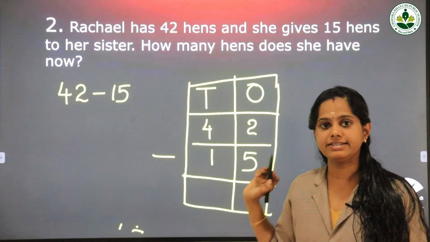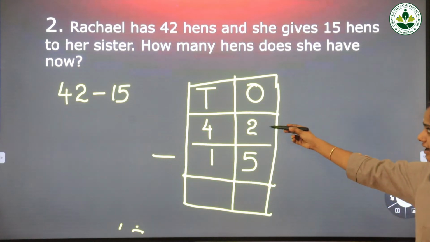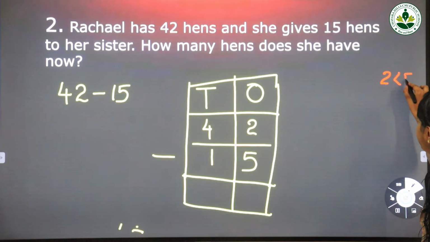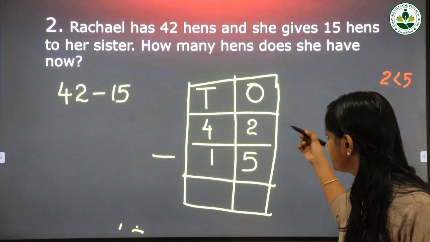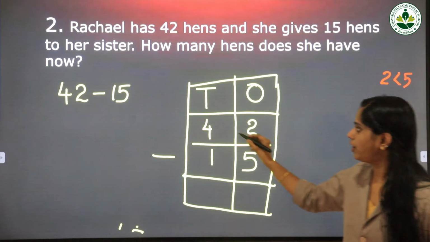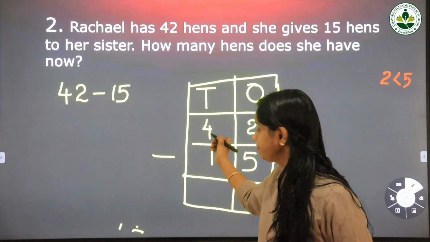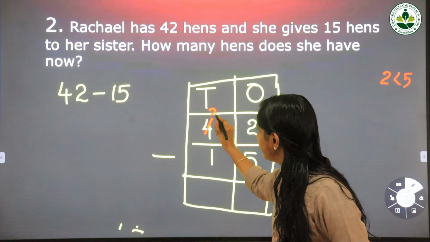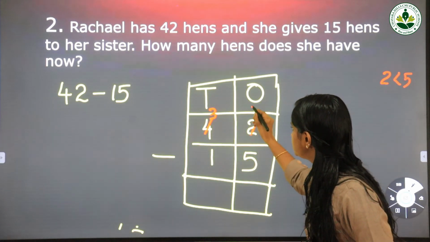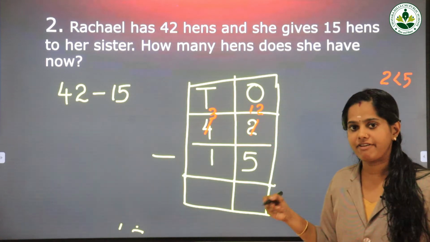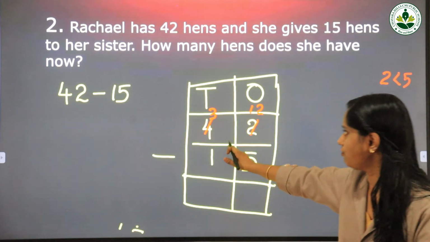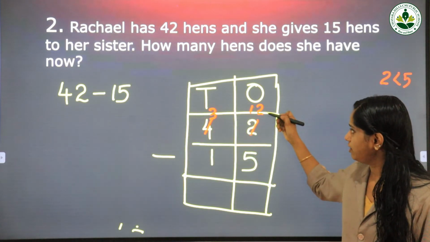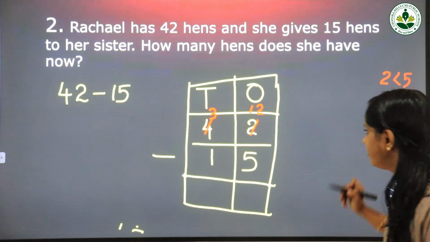First we subtract the digits in the ones column. Look here, we can see that 2 is less than 5. We cannot take 5 ones from 2 ones. So we will borrow 1 ten from the tens column. Then this 4 will become 3 and this 2 will become 12. Now we subtract 5 from 12.